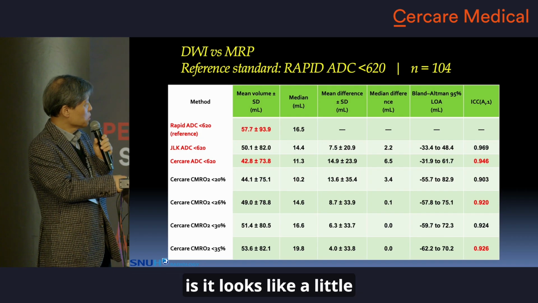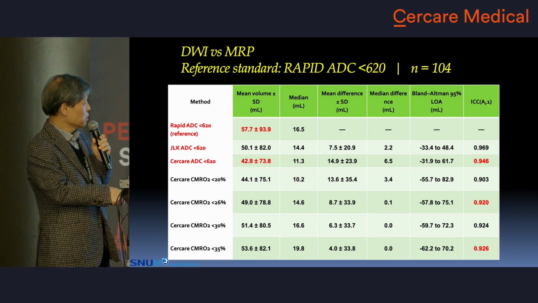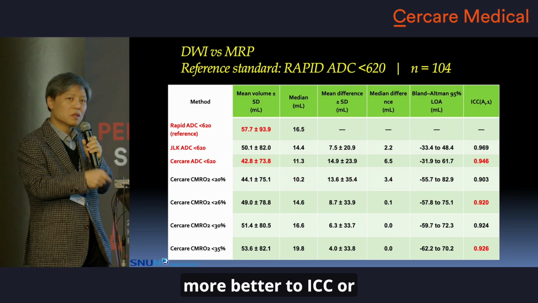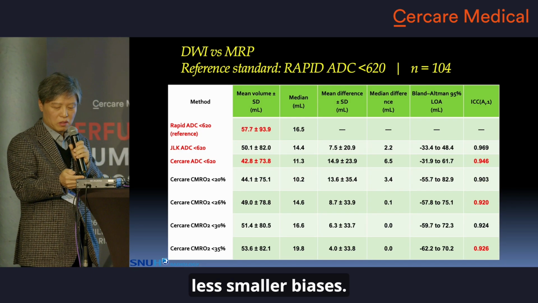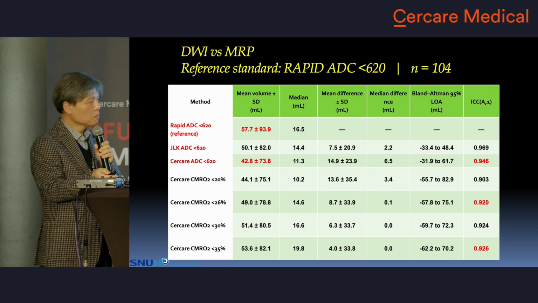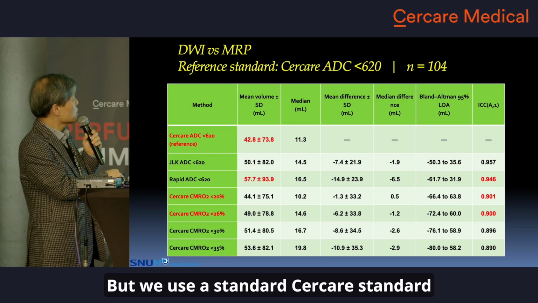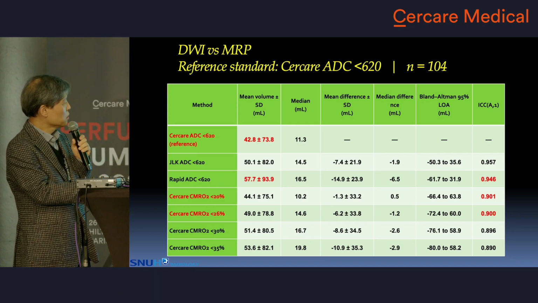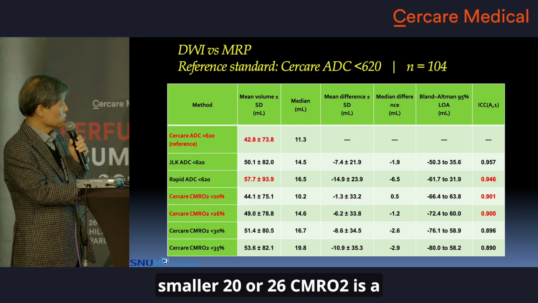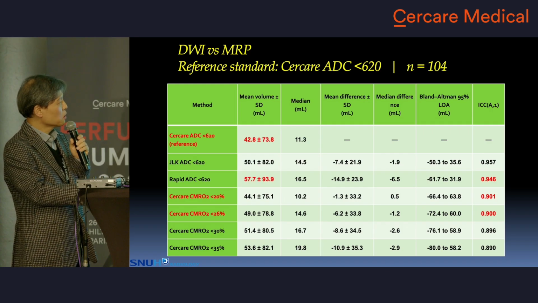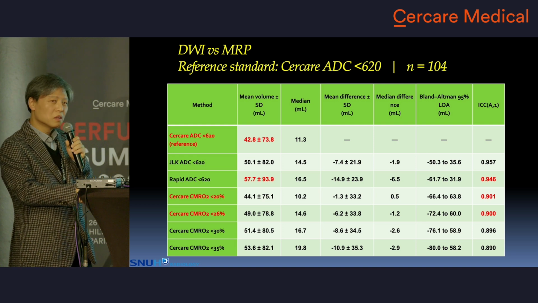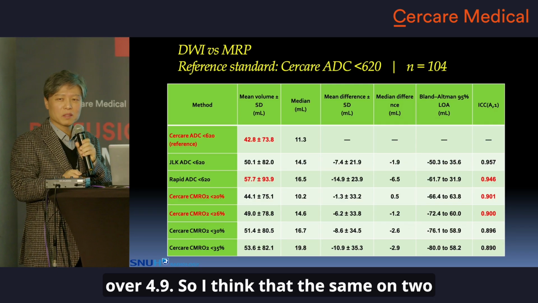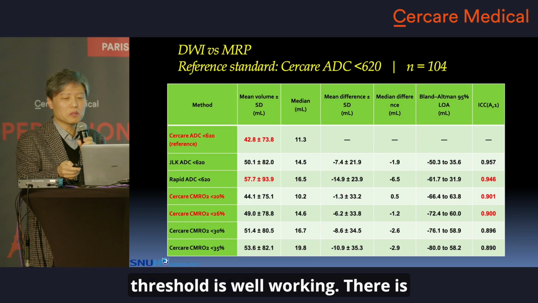Did you see that the CMRO₂ looks a little bigger than 26? The 30 or 5 is much better for ICC, with less bias. But we use the standard, the circular standard ADC values. We use the standard, the smaller 20 or 26 CMRO₂, with a high ICC. Did you see the detailed ICC? CMRO₂ is much higher, over 4.9. So I think the CMRO₂ threshold is working well.